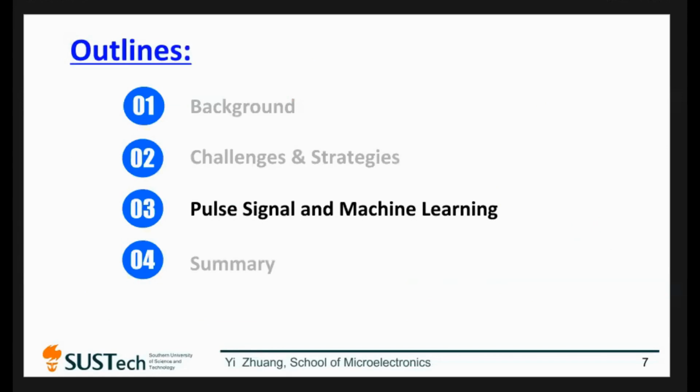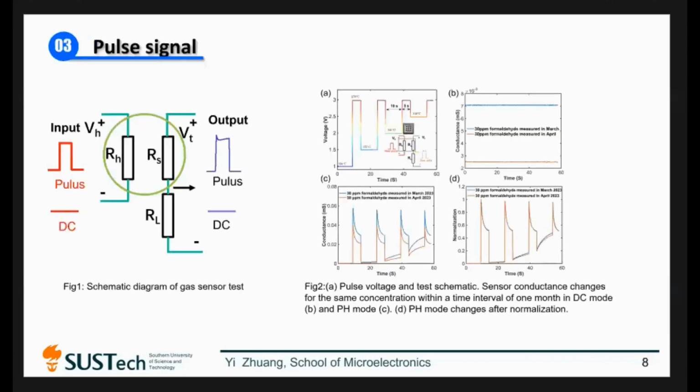Next, I will talk about pulse heating and machine learning. Figure 1 displays a schematic diagram of the gas sensor test. We applied a pulse signal, as shown in Figure 2A, to the sensor's heating electrode. Then we collect the test signal using a data acquisition card.